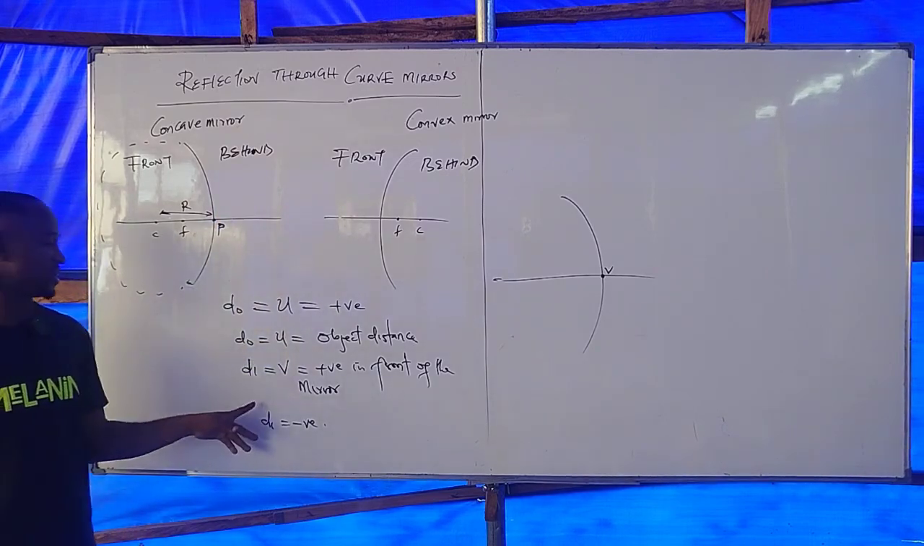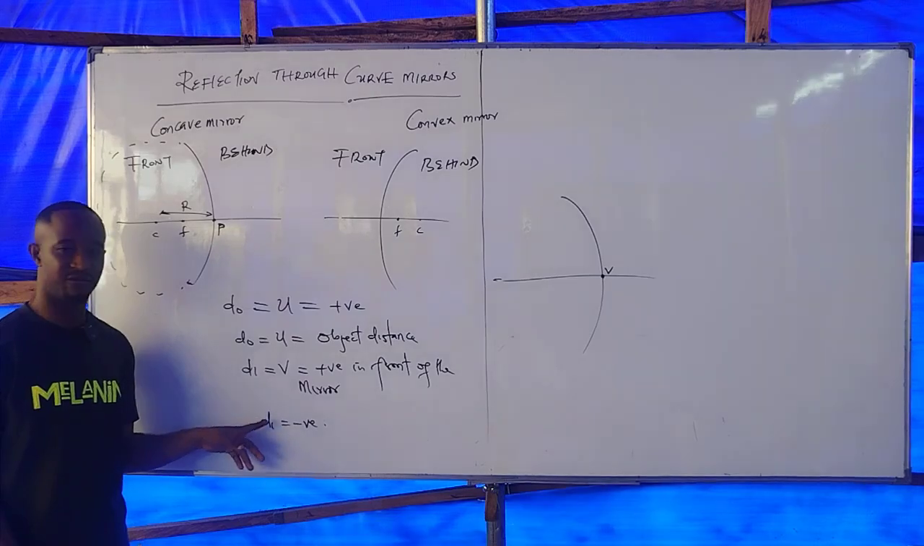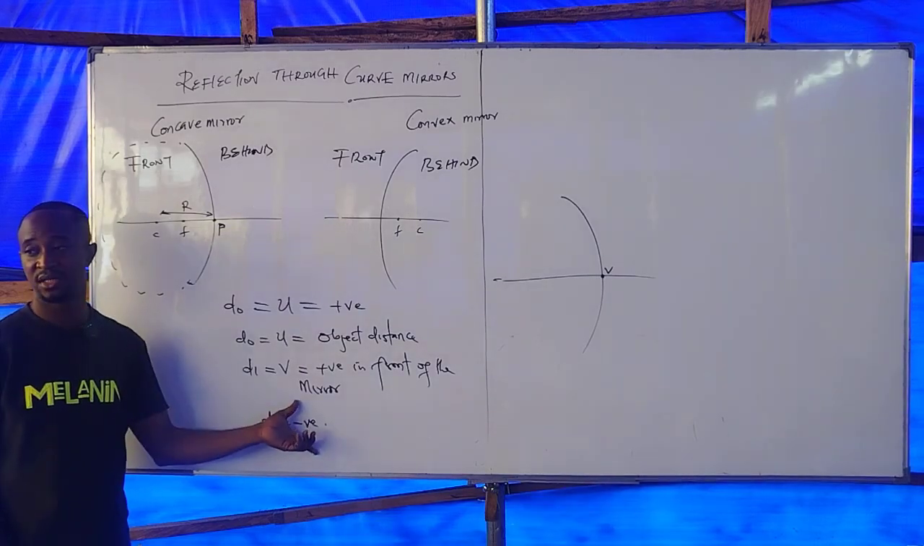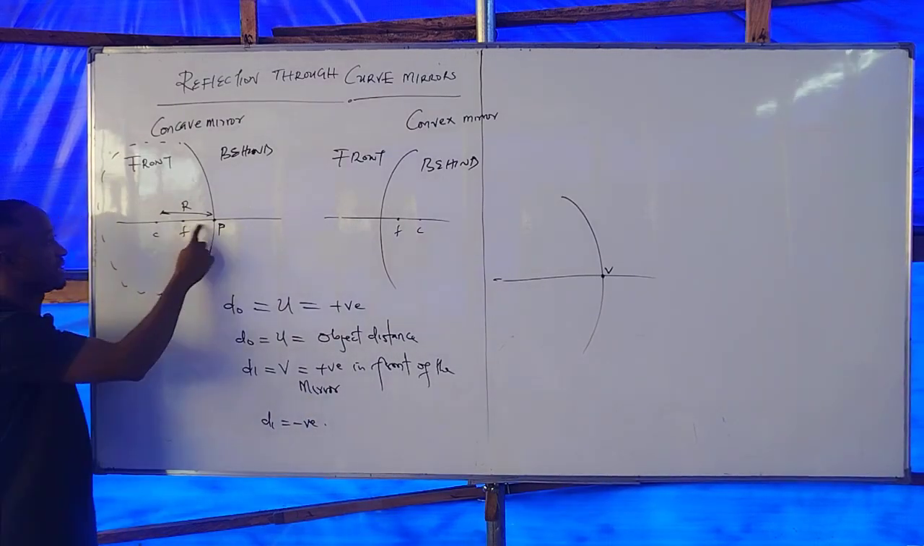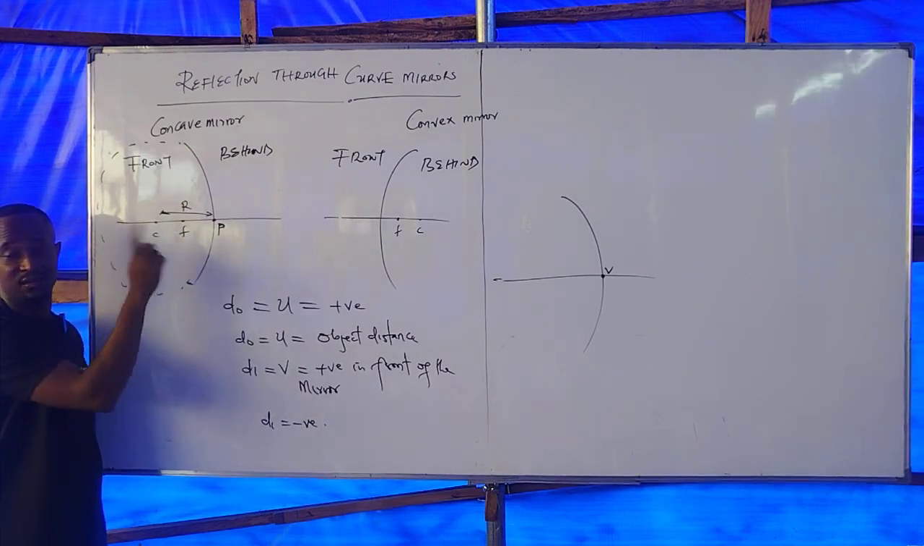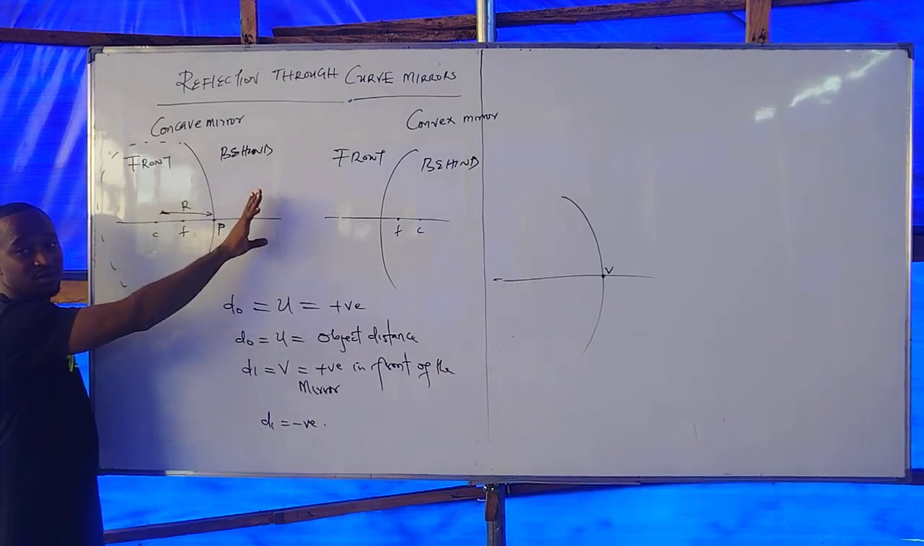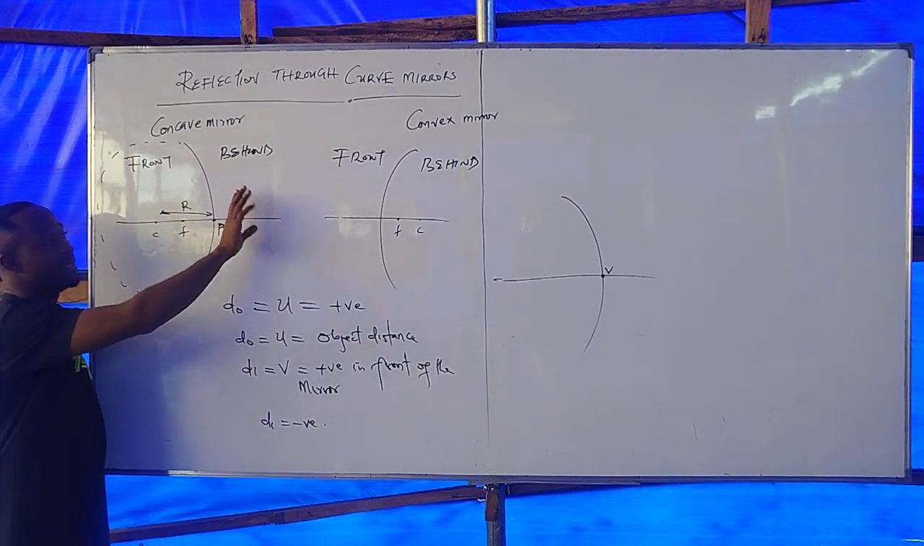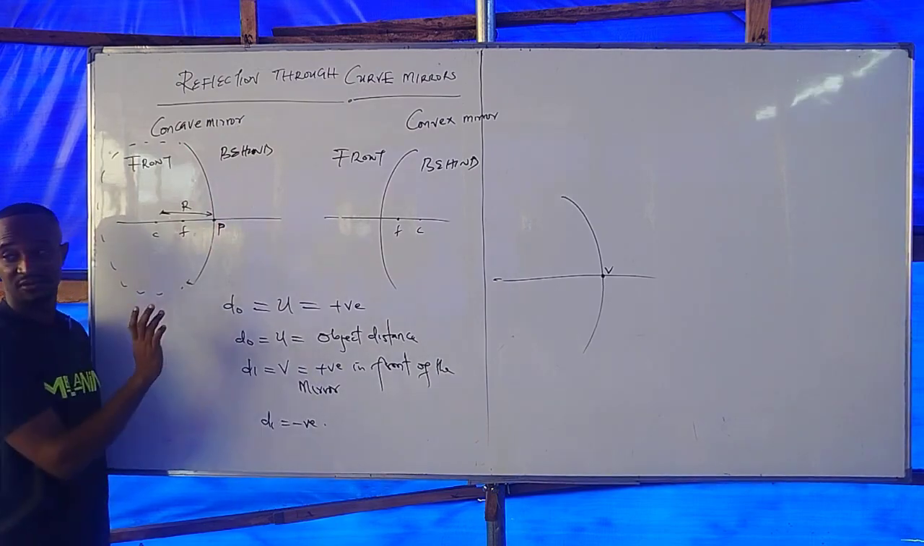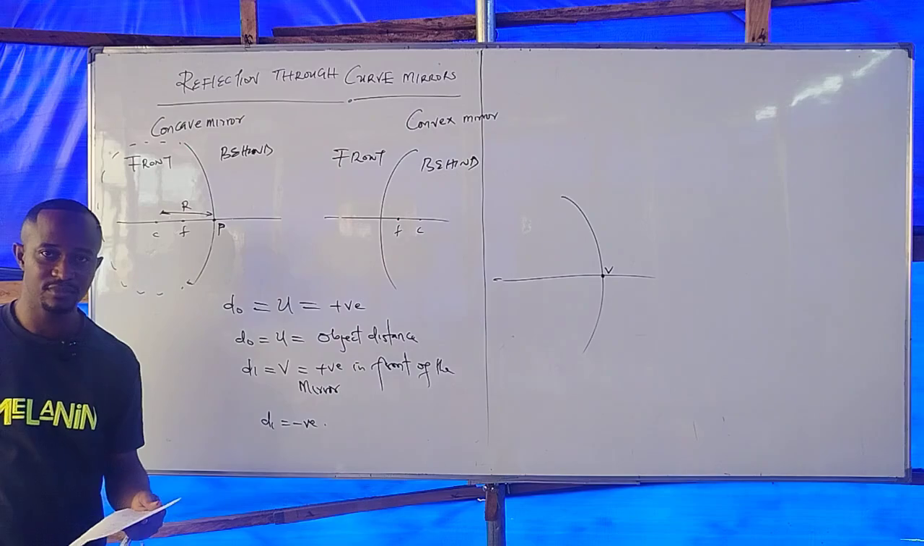And what condition are we going to have for a negative image? It is when the object is placed between the focus and the pole. Now I said it. For this diagram, if I place any object here, it will form the image behind the mirror. Any image formed behind here is negative. Now put this down.